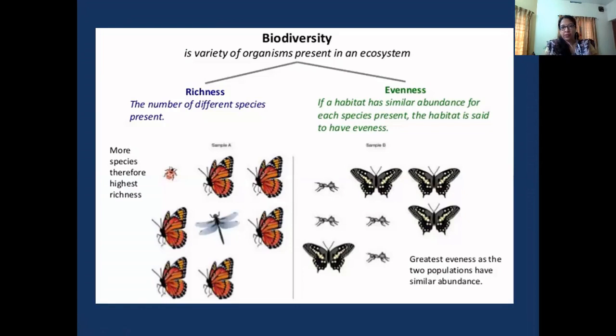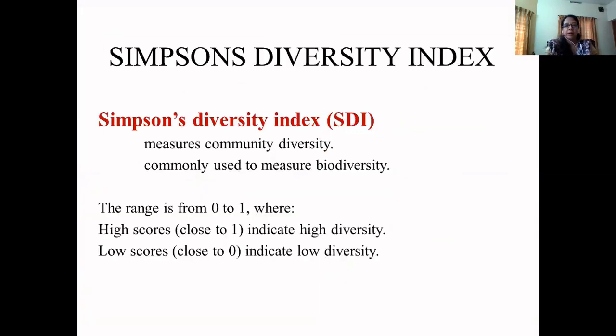And on the right side of the slide, you can see it is concerned with evenness. If a habitat or a place has similar abundance for each species present, the habitat is said to have evenness. Here you can see there are only two kinds of organisms on the right hand side and they are evenly distributed. That means each kind of organism is represented by four. The first organism has four individuals present, and the second organism also has only four representatives. So this is the greatest evenness, as the two populations have similar abundance.